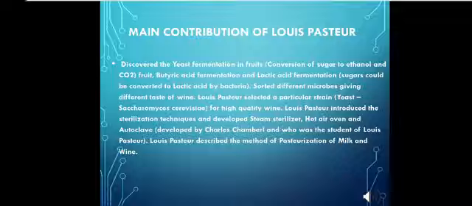Louis Pasteur introduced the sterilization technique and developed a steam sterilizer. The hot air oven and autoclave were developed by Charles Chamberland, who was a student of Louis Pasteur. Louis Pasteur described the method of pasteurization of milk and wine.